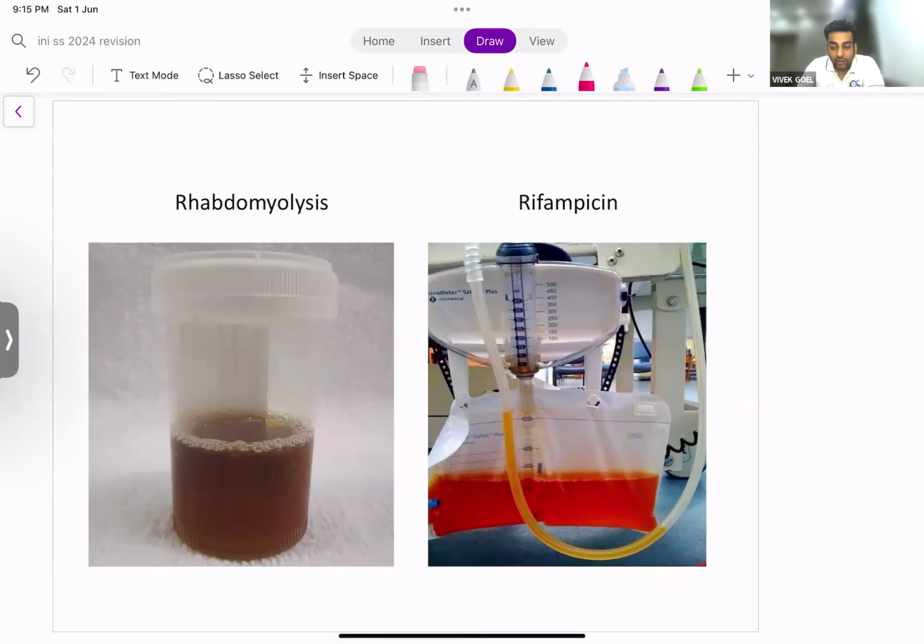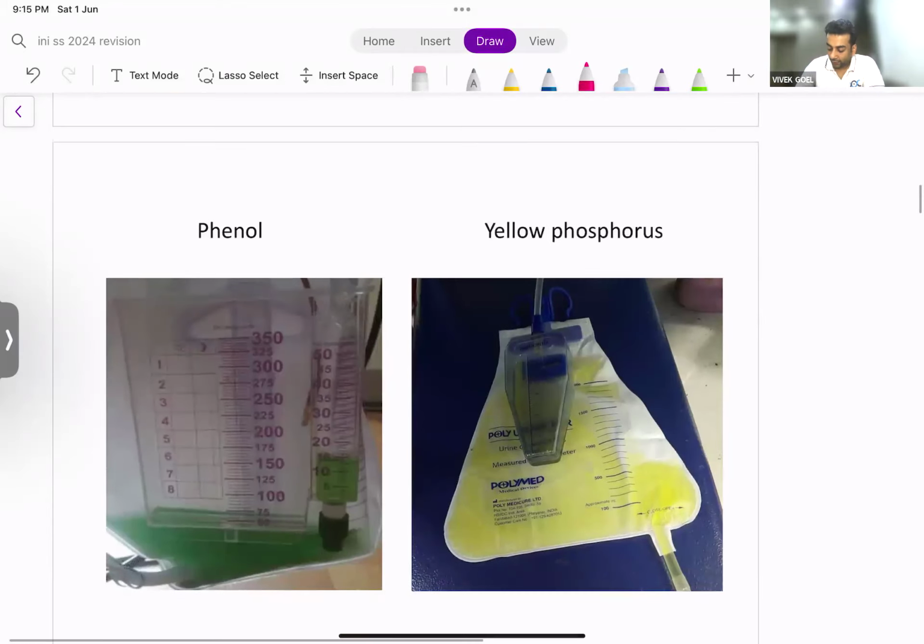Now, see rhabdomyolysis, again, due to the passage of the heme here, there could be a cola colored urine or a reddish urine. Rifampicin, we all know it gives an orange tinge to the urine. So whenever we give rifampicin to a patient, we always say that do not be afraid. Your urine could be orange colored. Now, phenol poisoning could lead to this greenish blue color, and the yellow phosphorus, of course, gives rise to this yellow color of the urine, which, of course, are not that common. But yes, you've got to understand.